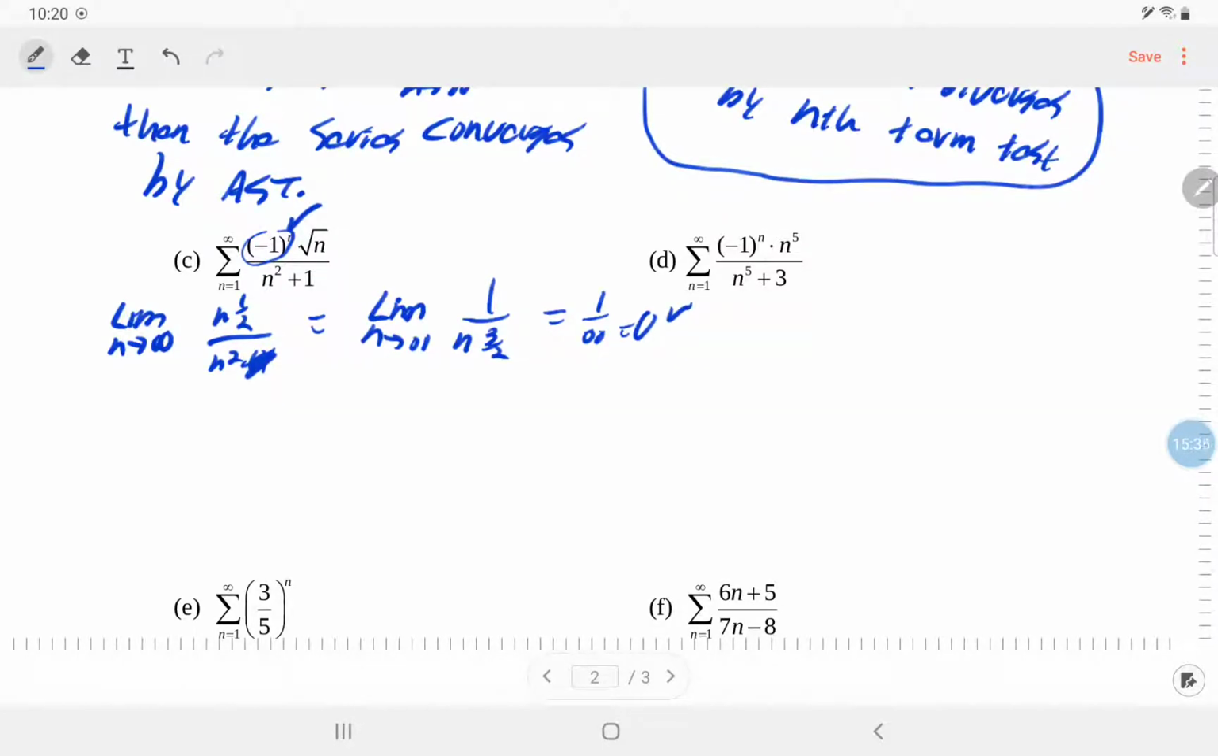So, does it alternate? Check. Does the limit equal 0 at infinity? Yes. So now let's check for decreasing. And honestly, anytime it's bottom heavy, where the highest power on the bottom is bigger than the highest power on the top, it's going to decrease, but you can find a couple of terms. Let's just plug in the 1. So my first term would be square root of 1 over 1 squared plus 1, which would give me 1 over 2. Again, I'm ignoring the alternating part. Then if I plug in 2, my next term would be root 2 over 2 squared plus 1, which is 5.